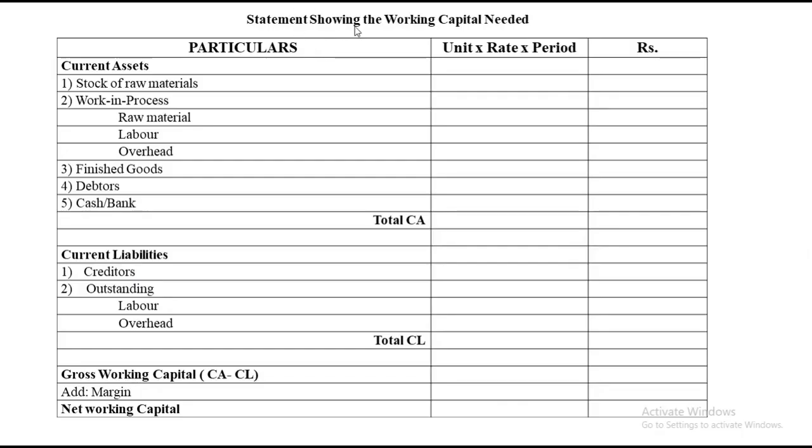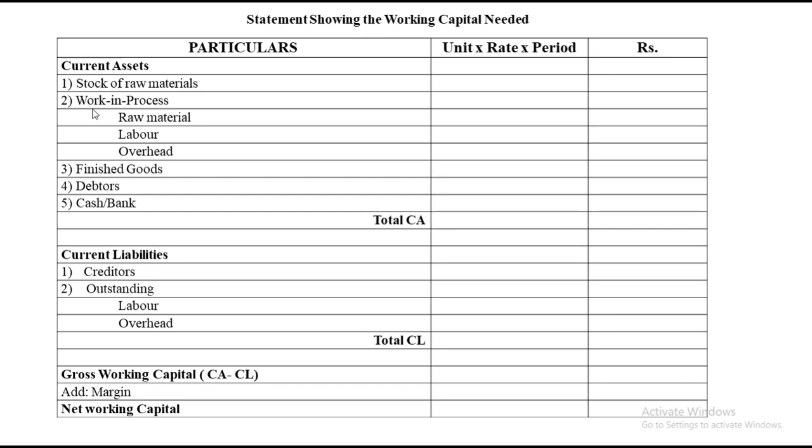Here is a statement showing the working capital needed. We have particulars, we have formula ka one column, and then we have amount ka one column. Working capital basically is nothing but the difference between your current asset and your current liability.